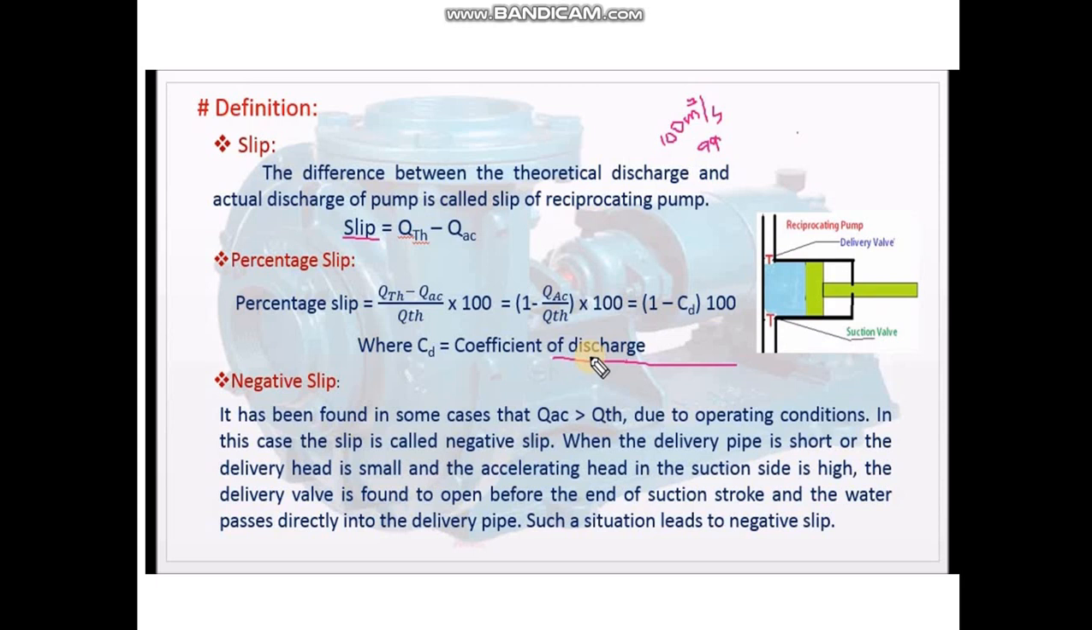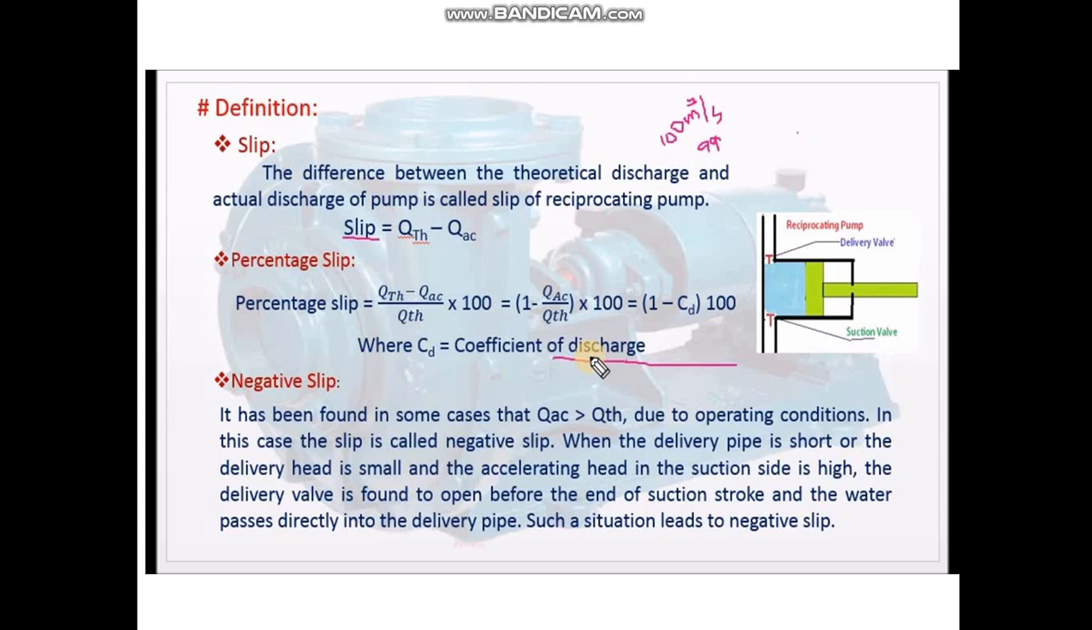And there is a term called slip. Slip is the difference between the theoretical discharge and actual discharge, QTH minus Q actual. Percentage slip is QTH minus Q actual by QTH, and one more term, coefficient of discharge, that is the ratio between actual discharge and theoretical discharge.